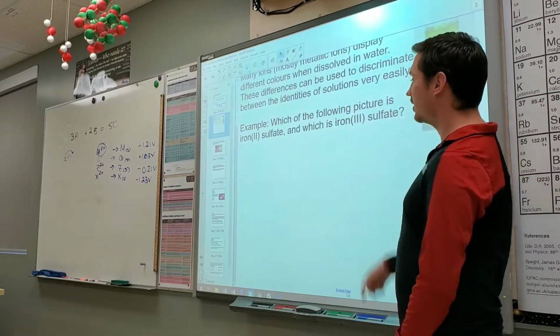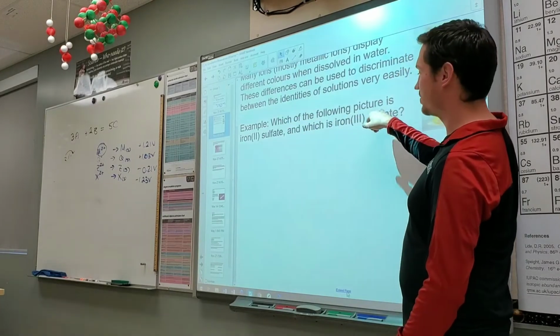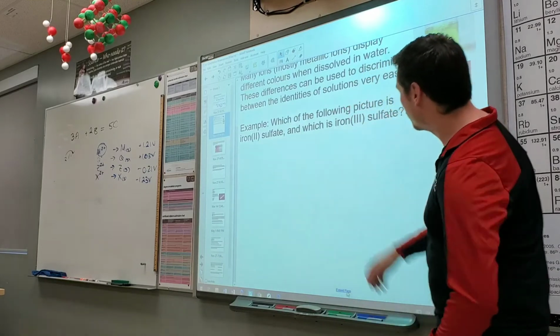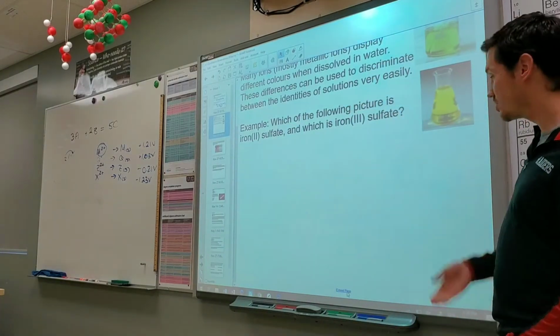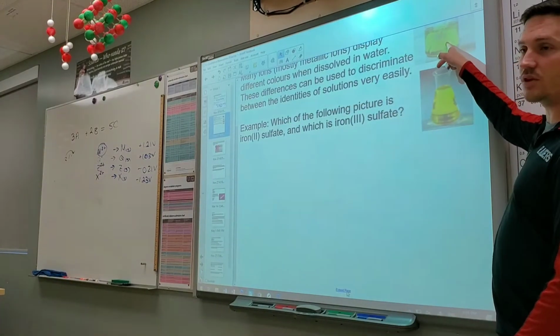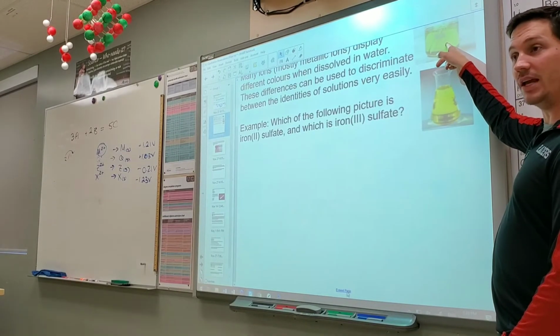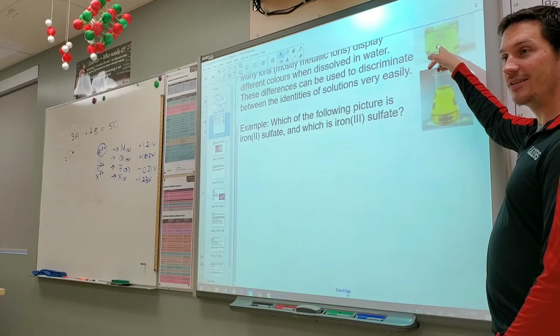What are the 2 substances we are trying to discriminate between? Well, yellow and green, okay. Which of the following pictures is iron 2 sulfate, and which of the following is iron 3 sulfate? So look at them. Is the top one iron 2 sulfate, or is the top one iron 3 sulfate? Iron 3. It's iron 3?